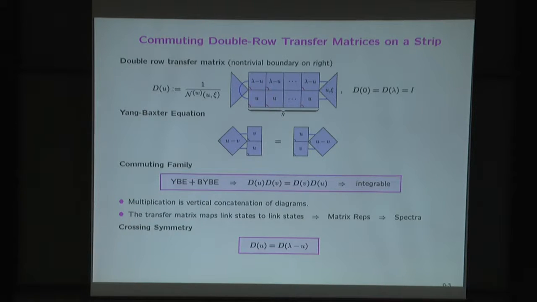Because of integrability, we have commuting transfer matrices, and we're interested in degrees of freedom that live on the boundary, so we wish to introduce a boundary. Following Sklyanin, we can introduce a double row transfer matrix in this way, and I will always fix it so that one boundary, the left boundary, is trivial.